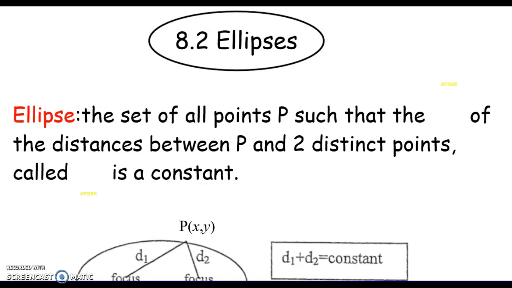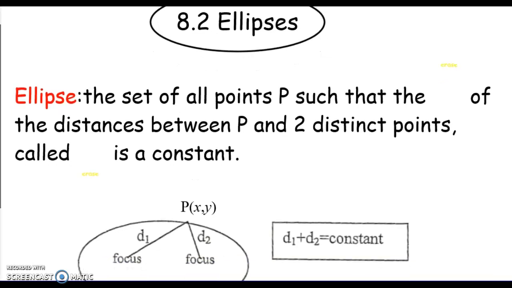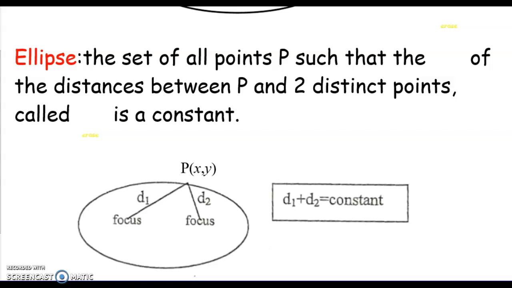And now we're going to talk about a new figure called ellipses. They look kind of like eggs. They're elongated circles. And so here's a little picture down here. There, that's an ellipse. And basically it's the set of all points P such that the sum of the distances between P and two distinct points called foci is constant.